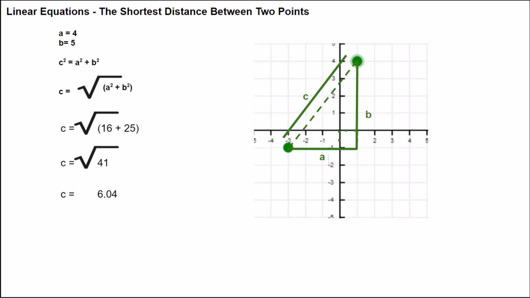Let's fill in the values here and see what we get. If we fill in our value of a, which is 4, and square that, we get 16. If we fill in our value for b, which is 5, and square that, we get 25. 25 plus 16 is equal to 41. Now, we could try to simplify this, but if we're actually trying to get a value, we would evaluate the square root of 41, which, unlike some of the problems we've seen up to this point, is not a whole number, but a decimal, in this case 6.04.